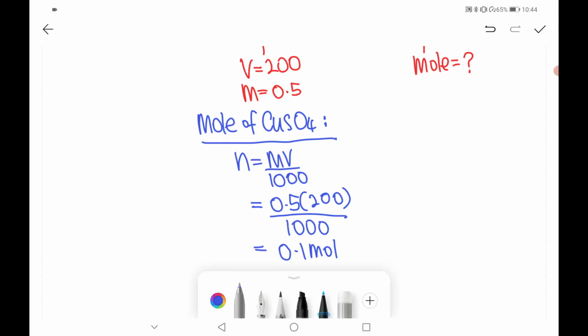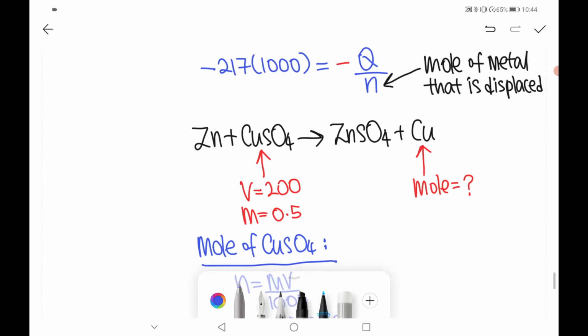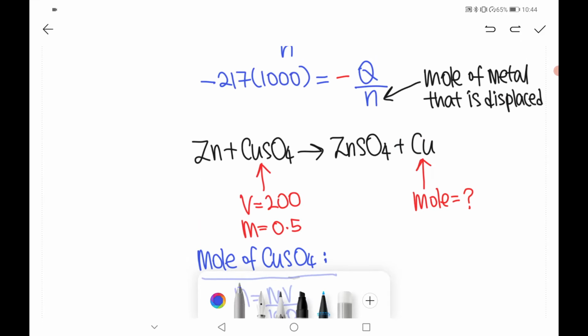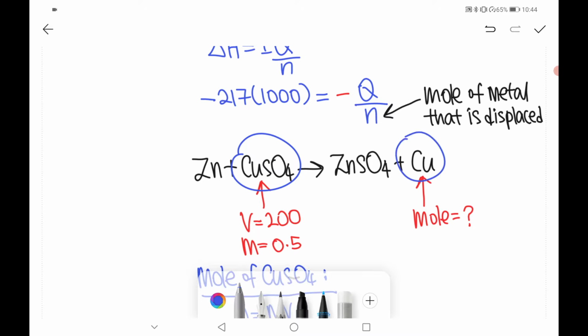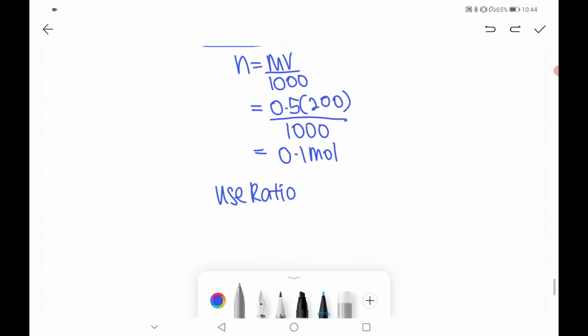After we get the mole for the solution, the next one, we want to find the mole of the metal that is kicked out. The metal which is kicked out is copper. So we need to use the ratio between copper sulfate and copper. So we just write this: copper sulfate and copper.